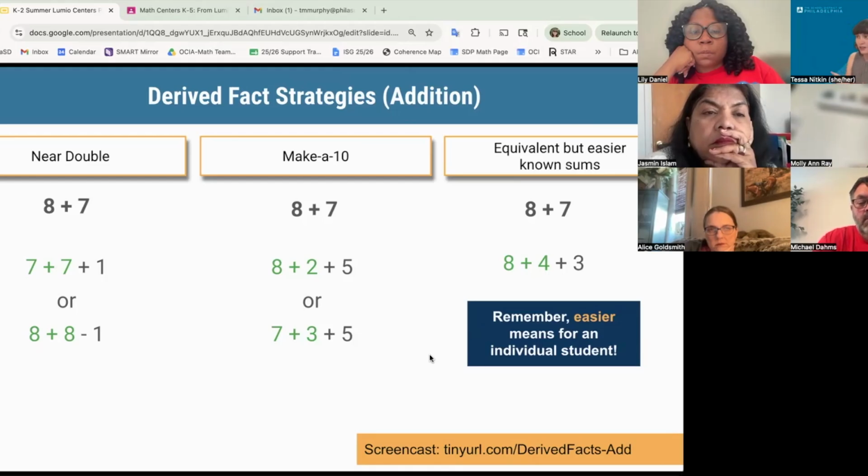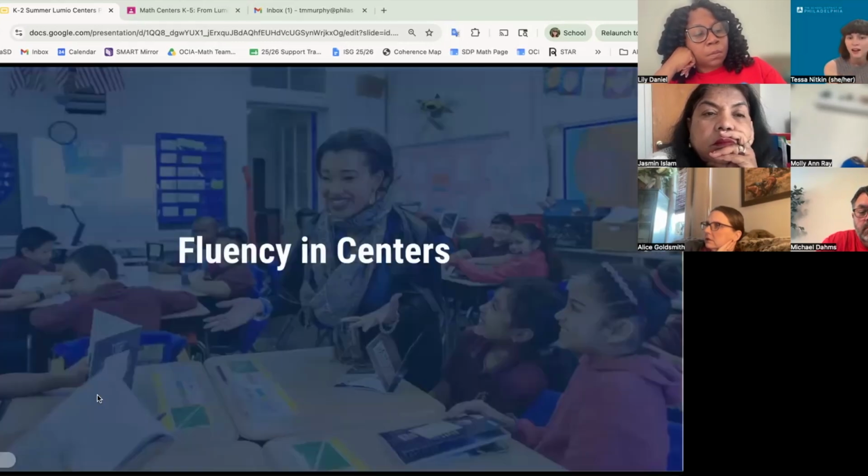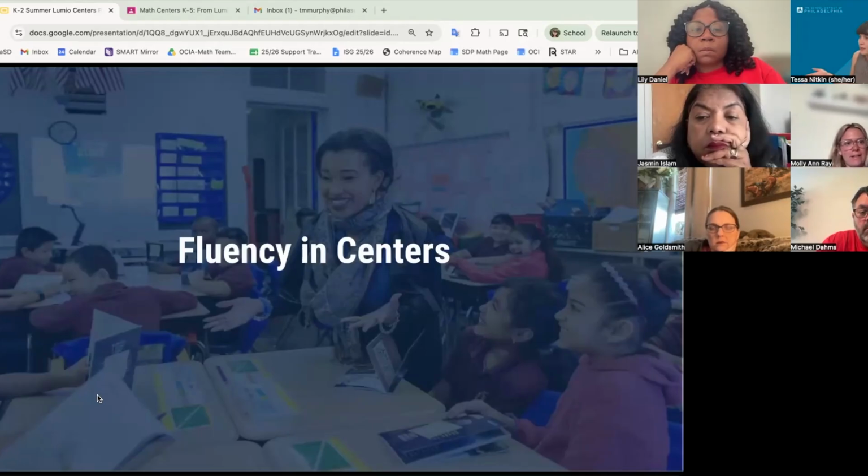But when you go to the multiplication side, there are facts that are easier and faster for me over there than others. All right, so let's think about how this shows up in centers now, because that's what we're here for today, to focus on centers.